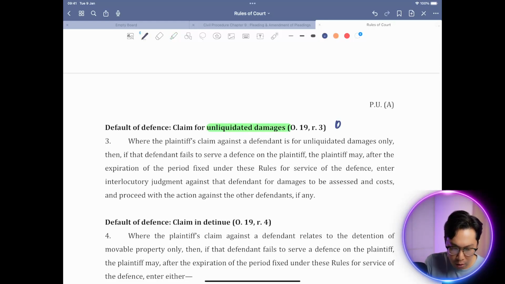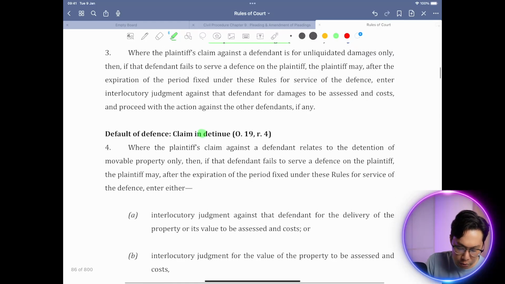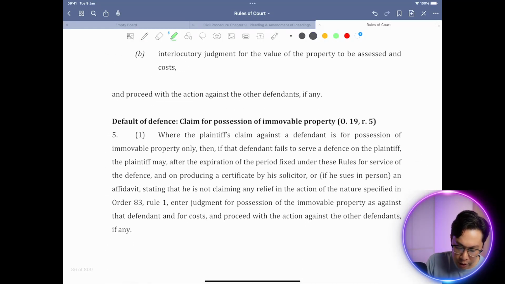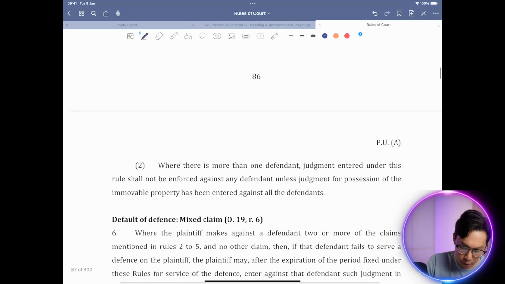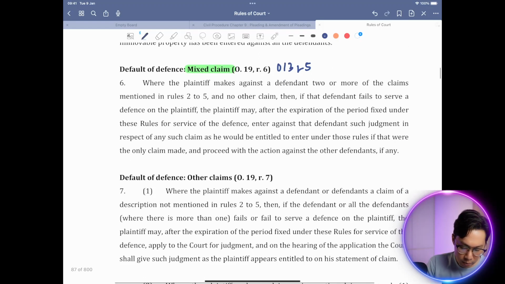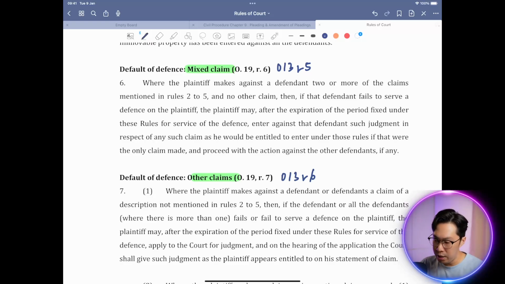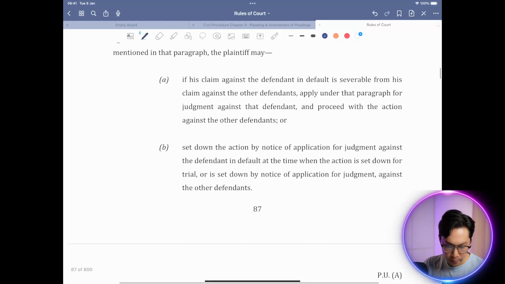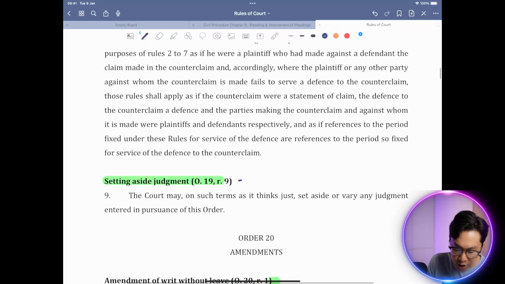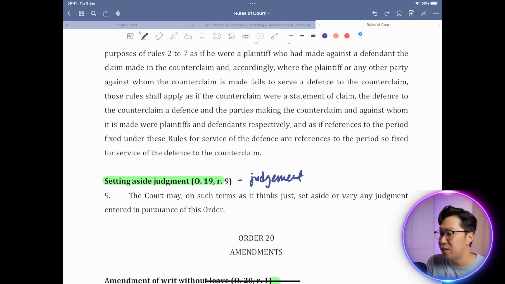That is similar to your Order 13, Rule 2. Then you have detinue. Similar to Order 13, Rule 3. And then defense. Possession for immovable property, Order 13, Rule 4, isn't it? Rule 4. Okay, you have mixed claim. Mixed claim, Order 13, Rule 5. And then you have other claims. This one is similar to Order 13, Rule 6. But that kind of specific performance, all these things, is not relevant here. Now, let's go to this one. Okay, also you have this thing, same, you see that? Setting aside. Why? Because this is judgment without merits. And the principles, Evans and Bottom, all these things are the same.